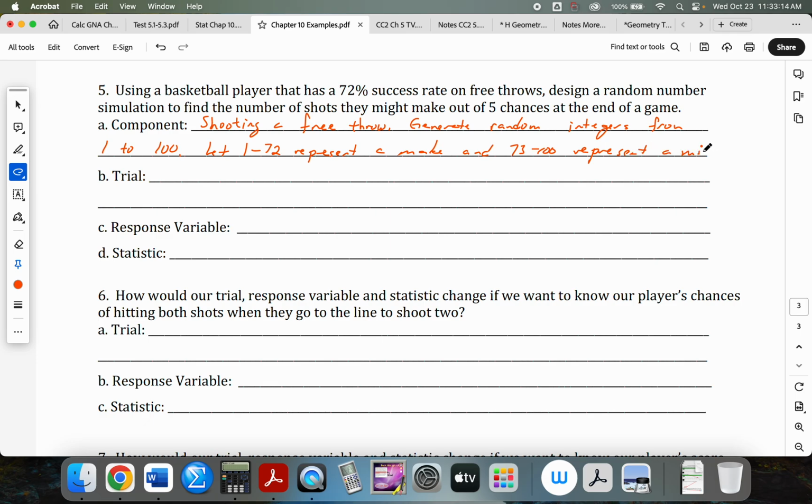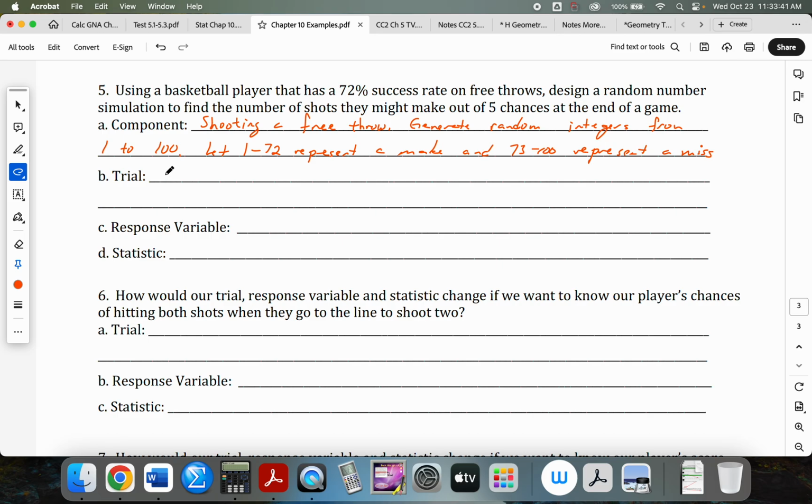Now, to your question, could we have done 0 to 71 and 72 to 99? Absolutely. And if you were using a table of random digits, that's the way you would want to do it, because you always want to be looking for a 2-digit number.